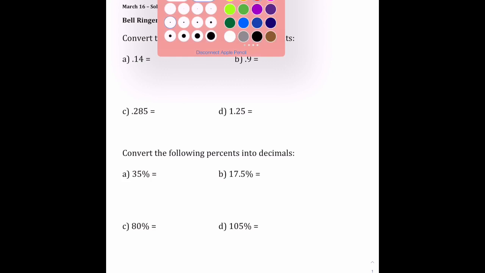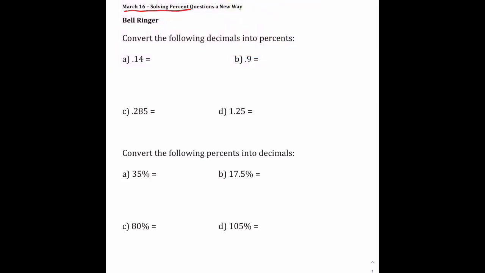So as you see here, March 16th, solving percent questions a new way. That's going to be the topic you see for today. I do want you to write that down. First day, online learning, here we go. You guys have the bell ringer to try too, so after you write the date down, I want you to try that bell ringer and pause the video now. Try the bell ringer, see what our answers are.